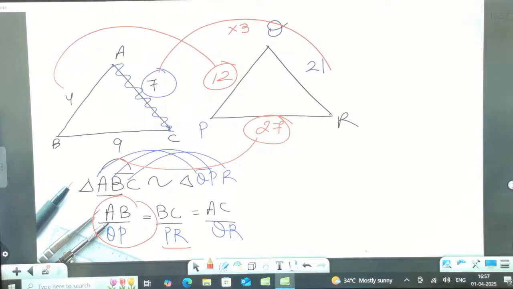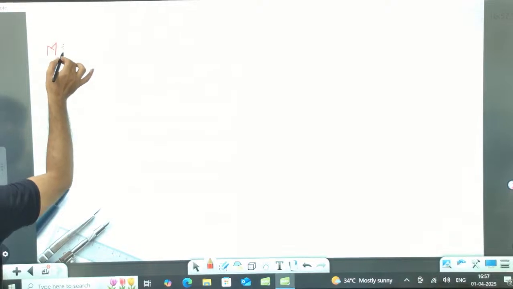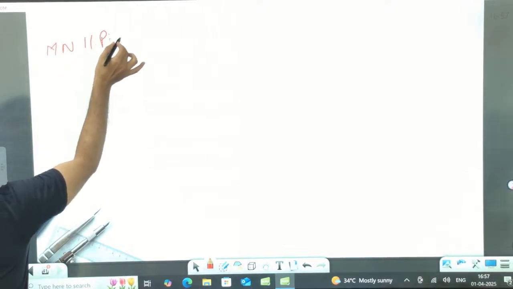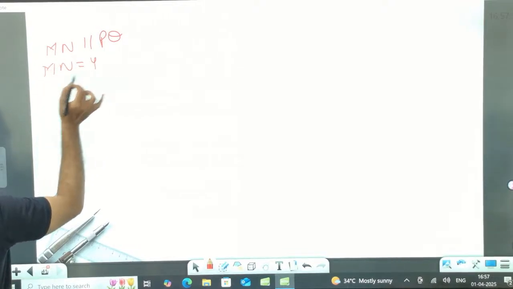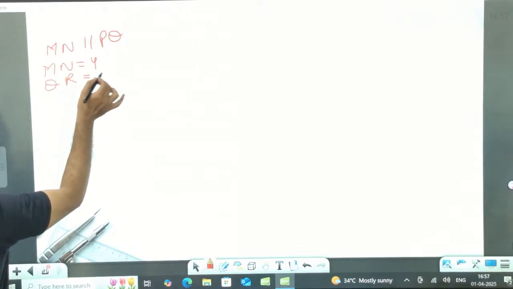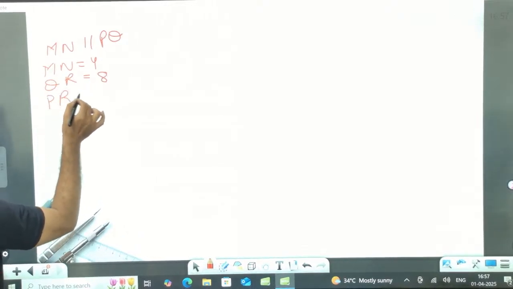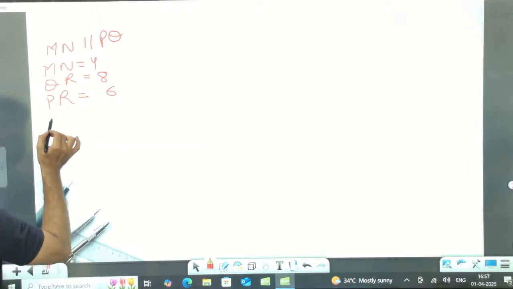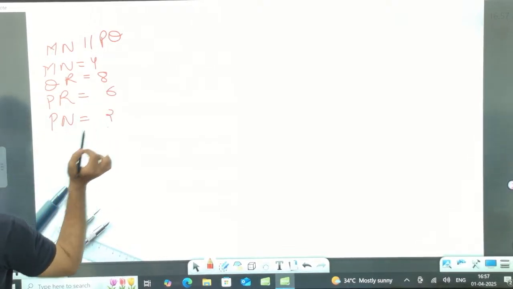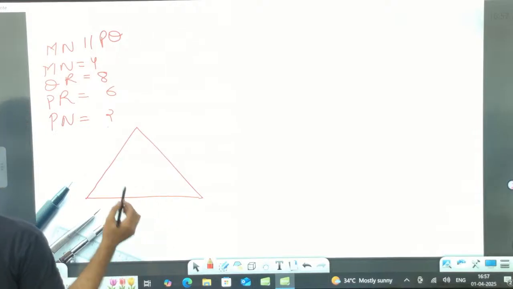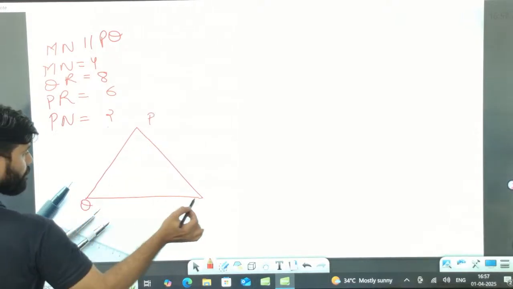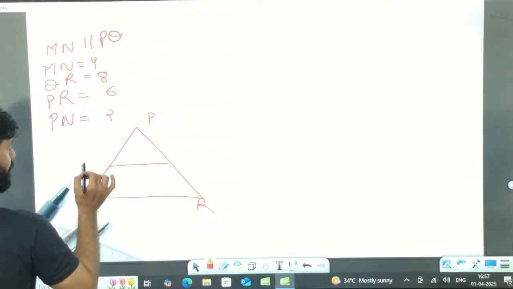In the given figure, MN is parallel to PQ, MN equal to 4, QR equal to 8, PR equal to 6. Find PN. So this is the figure, PQR, and this is MN.